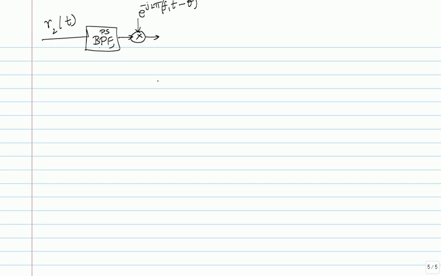Or maybe you'll have to do some such thing to get the Q channel. Maybe you demodulate differently for the Q channel as well. At least in BPSK you simply take the real part. There's no problem. Simply take the real part, you get your signal. I'm going to call this R3 of T.